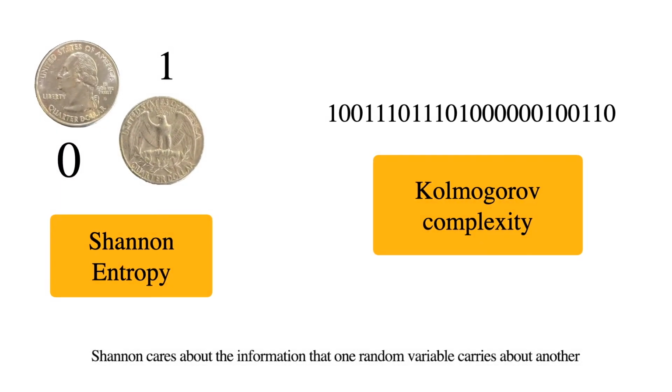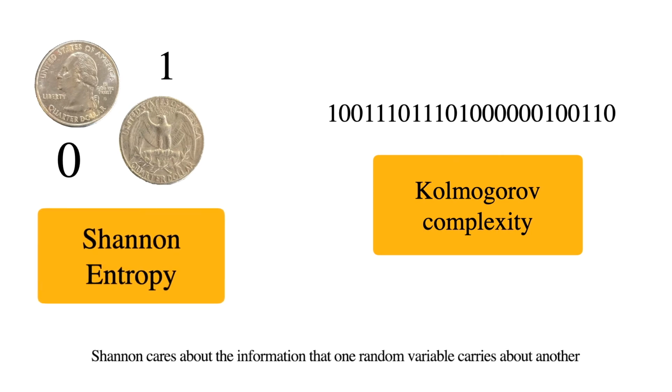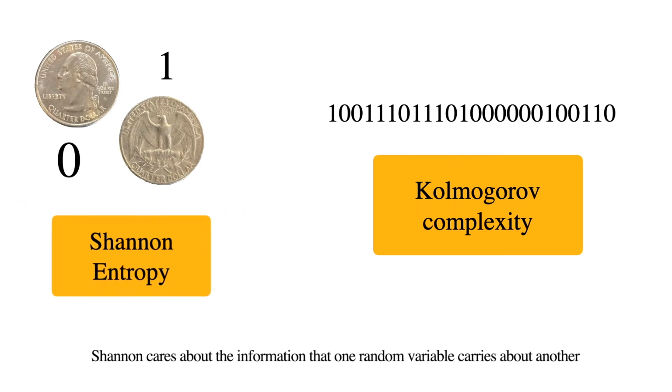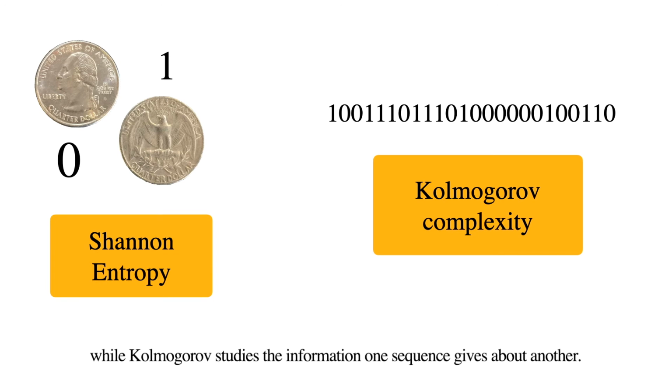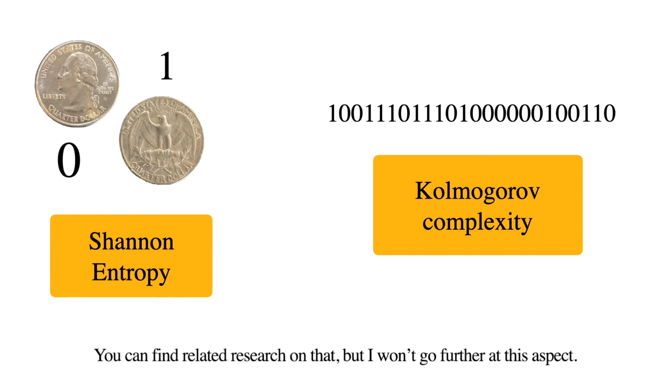Shannon cares about the information that one random variable carries about another, while Kolmogorov studies the information one sequence gives about another. In an appropriate setting, the former can be shown to be the expectation value of the latter. You can find related research on that, but I won't go further on this aspect.